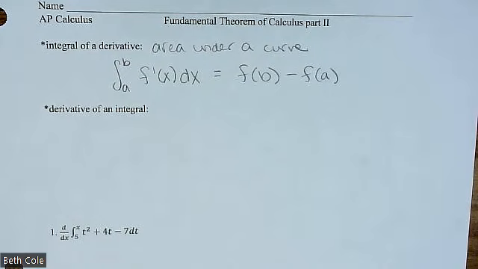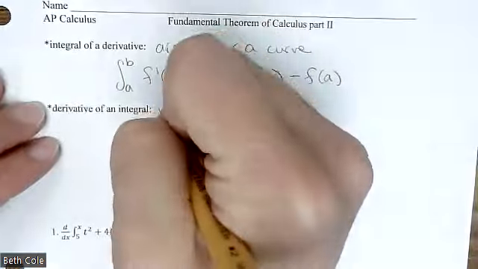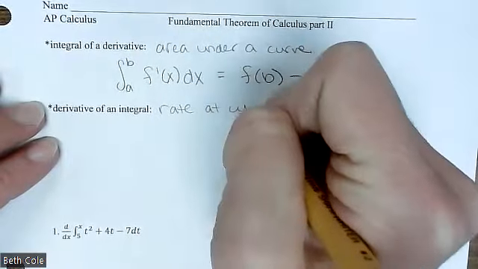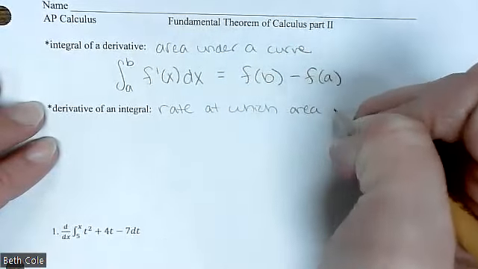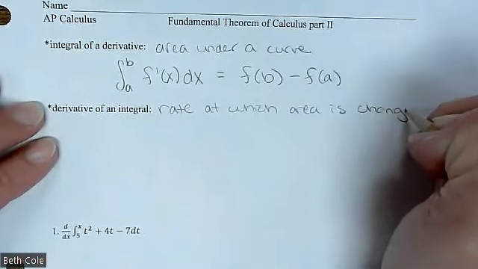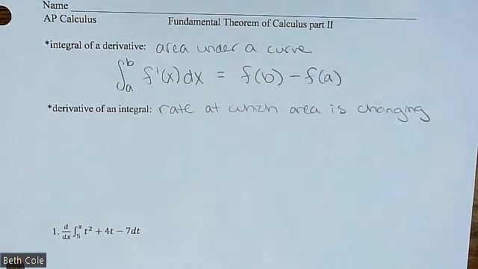So this is the second part of the fundamental theorem of calculus, derivative of an integral. Derivative is a rate. This is the rate at which the area is changing. And there's three kind of levels to this. So I have space to write three different things.